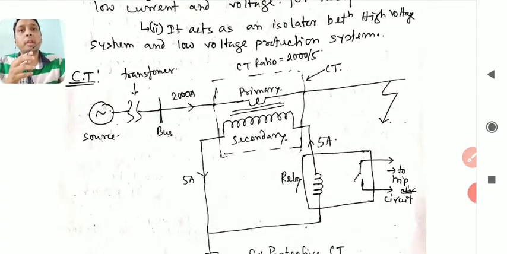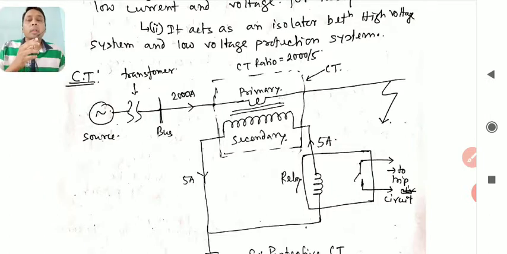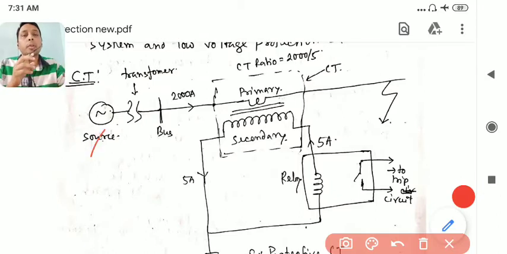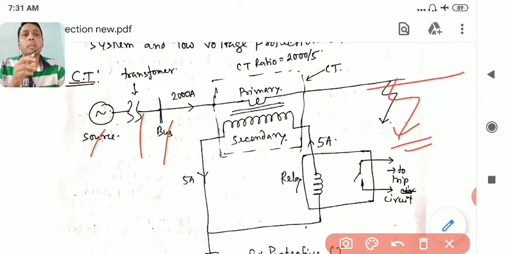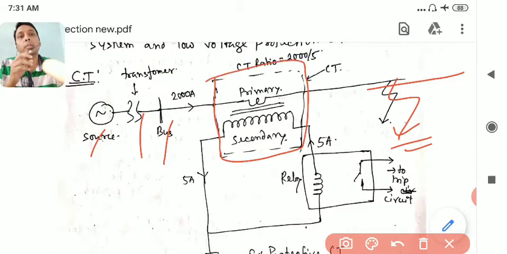If you can see, I have drawn a figure. There is a source, a transformer, and there is a bus. Suppose this is the line and here a fault occurs. Hypothetically I have just given it, it can happen anywhere. So this is the CT, this dotted box. This CT has two terminals, one is this, one is this. So you can see this CT is connected in series.